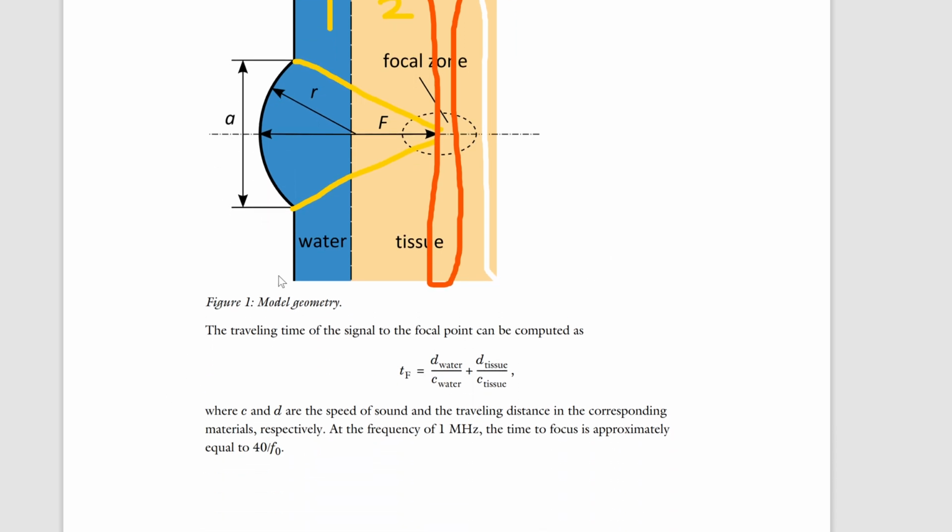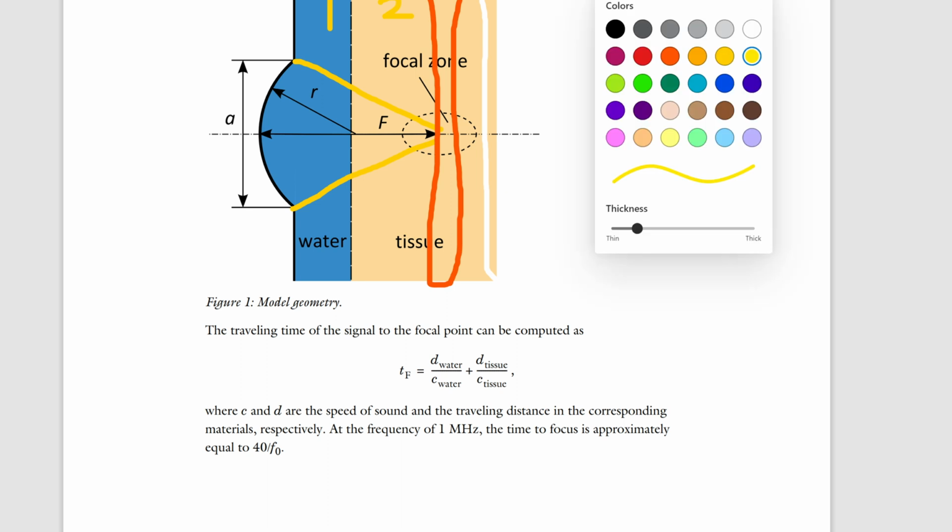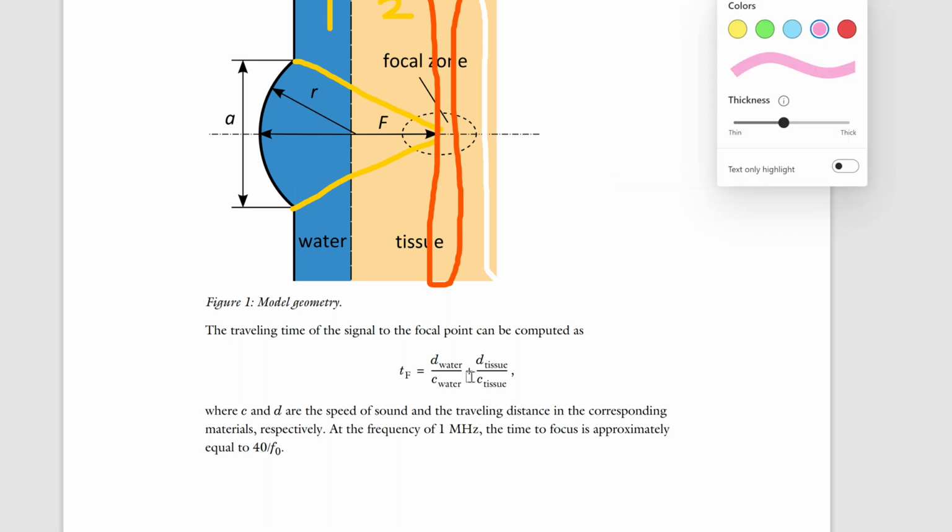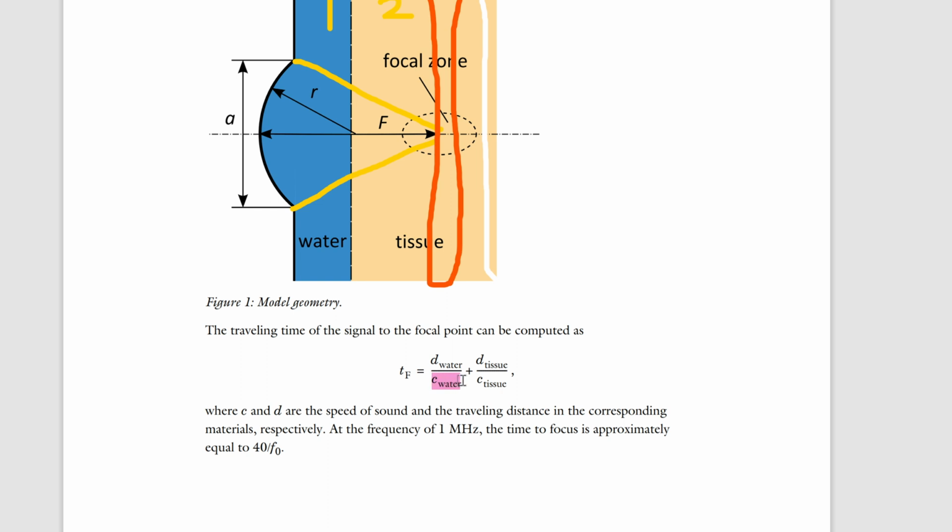So we'll continue. The traveling time of the signal to the focal point can be computed as our time to focal point, TF, is equal to d water divided by c of water, plus d of tissue divided by c of tissue. Now c, speed of sound. What is d though? The traveling distance. Okay, let's look at this here. Speed of sound in our water. Okay, we can look that up. We can find the speed of sound in water. Speed of sound in the tissue.